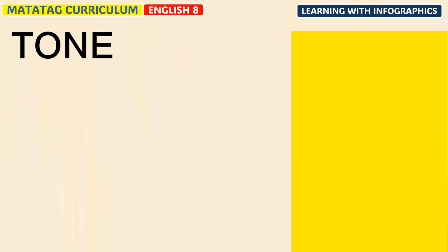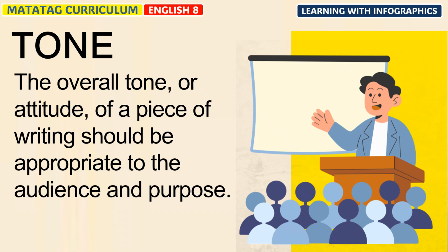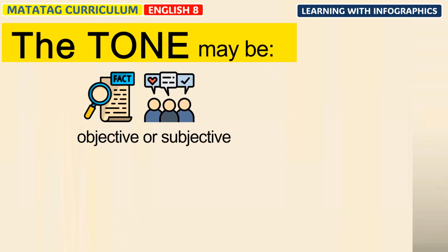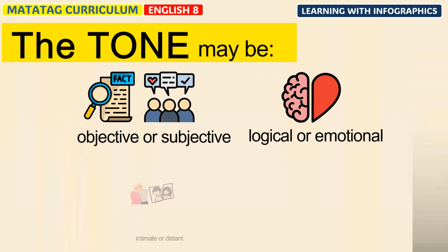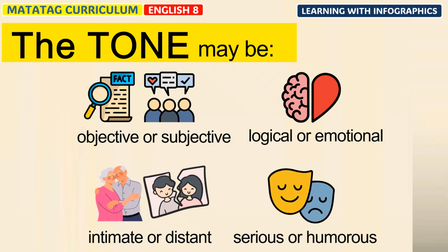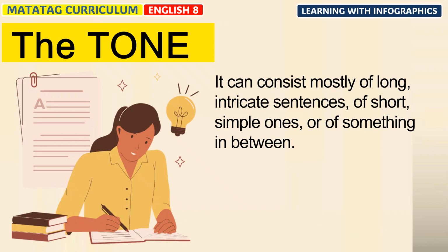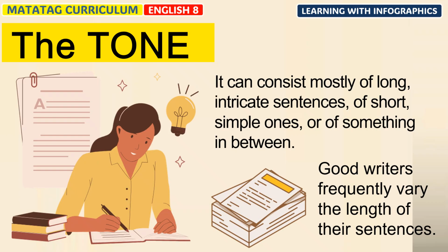What is tone? The overall tone or attitude of a piece of writing should be appropriate to the audience and purpose. The tone may be objective or subjective, logical or emotional, intimate or distant, serious or humorous. It can consist mostly of long, intricate sentences, of short, simple ones, or of something in between. Good writers frequently vary the length of their sentences.